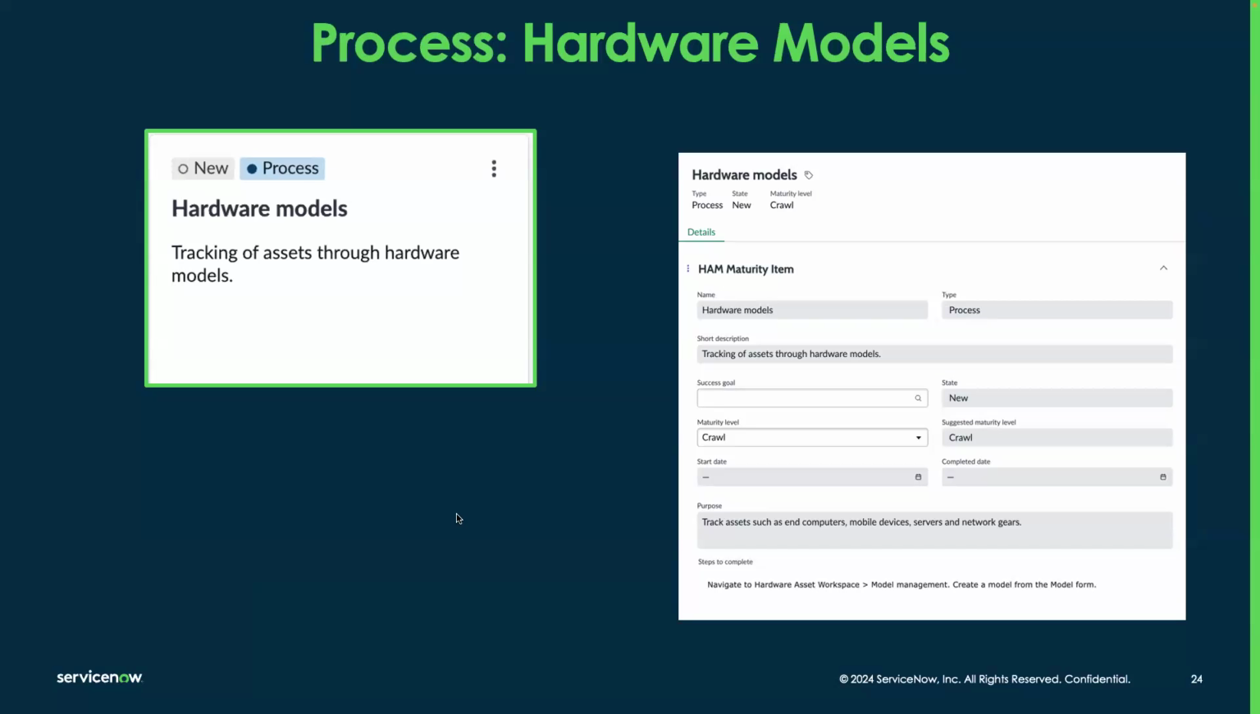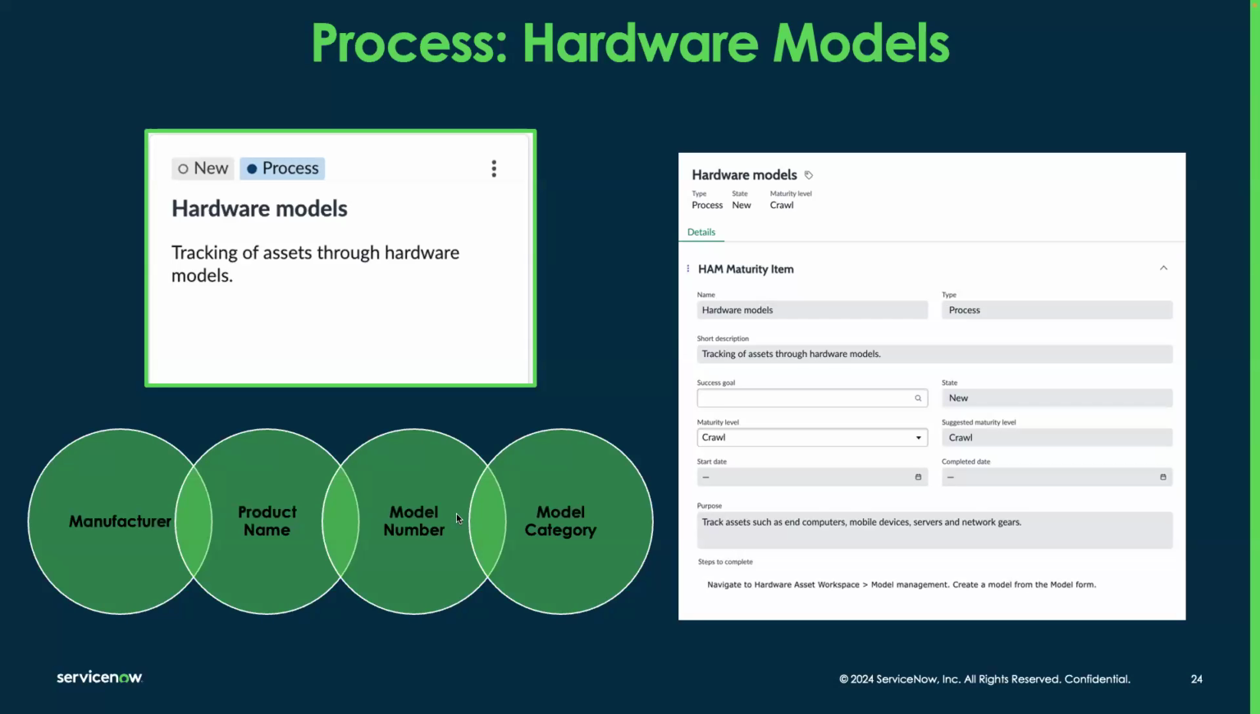And the next maturity item is the creation of hardware models. Creating hardware models is a crucial step in establishing trustworthy data within hardware asset management. It is the cornerstone of the HAM data. So by making sure that you're capturing all this essential information up front, it will allow your hardware models to be normalized, which will then improve your reporting.